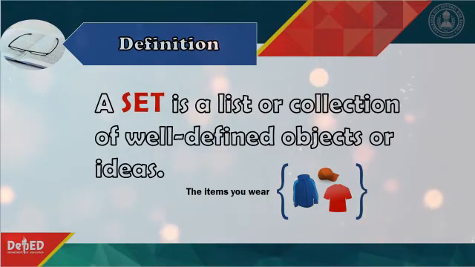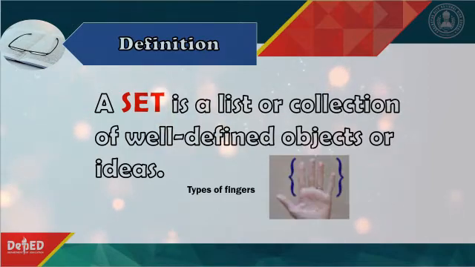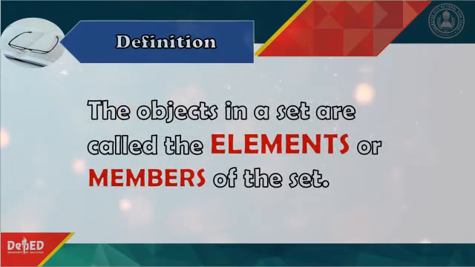Or another example is types of fingers. This set includes index, middle, ring, and pinky. So, it is just things grouped together with a certain property in common. And those things that were grouped together with a certain property in common, or the objects in a set, are called the elements or members of the set.